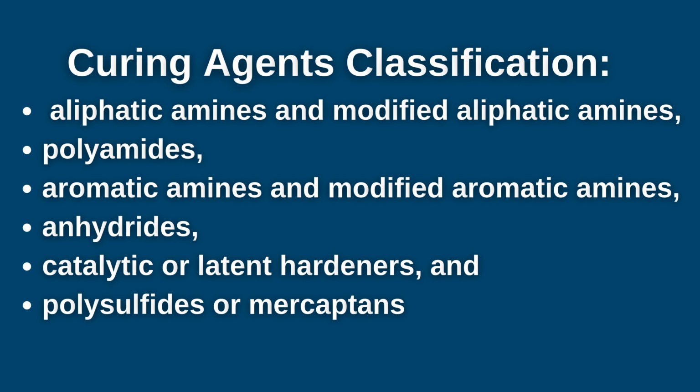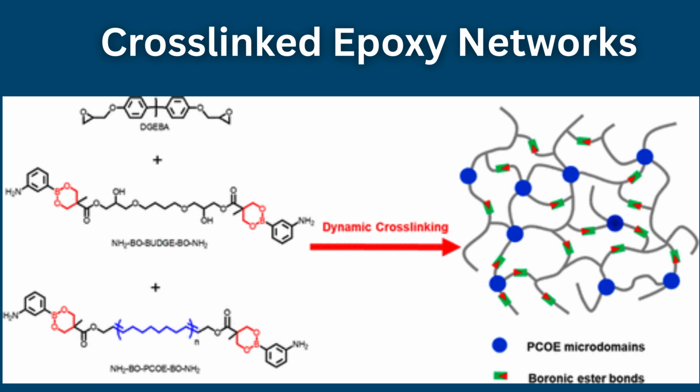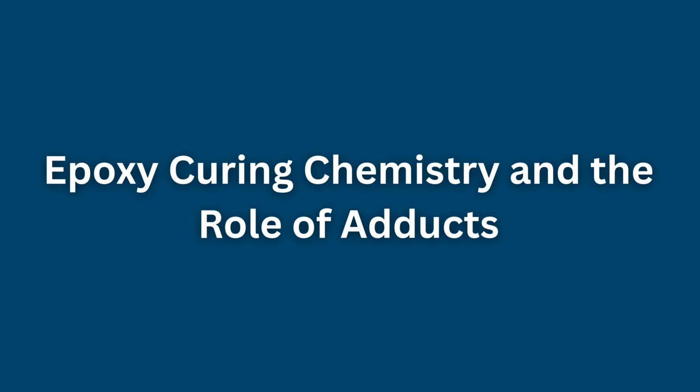The selection of an appropriate curing agent depends on both processing requirements and final performance specifications. Processing considerations include viscosity, pot life, curing temperature, mix ratio, and application method. End-use performance criteria typically involve mechanical strength, toughness, thermal resistance, and chemical stability. Because curing agents strongly influence the structure of the cross-linked polymer network, they are a central component in the design of high-performance epoxy adhesive systems.